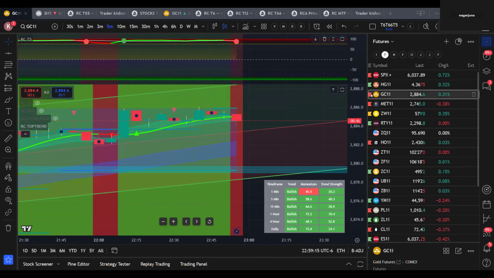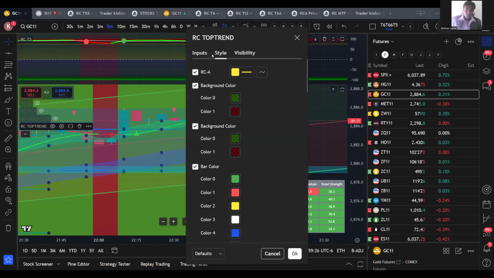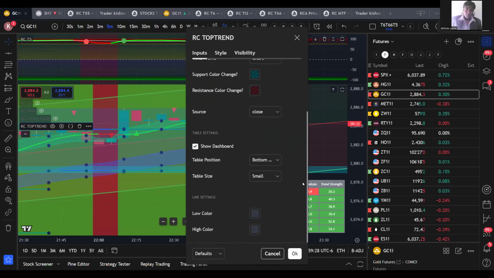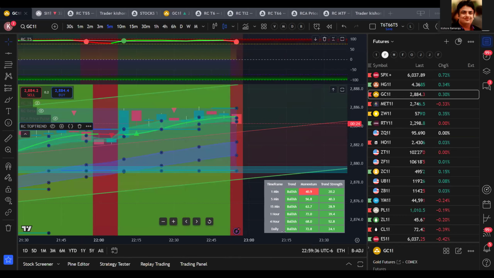Any other questions? Yeah, Kishore, one last question. This table, is there a way to move it to the far left instead of being far right? Yeah, you can move it wherever you want. You have settings, so push the table to the top left. I think you have to just play around with the settings. You can change the size too. Perfect. Thanks, Kishore.